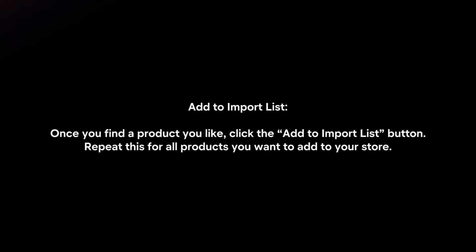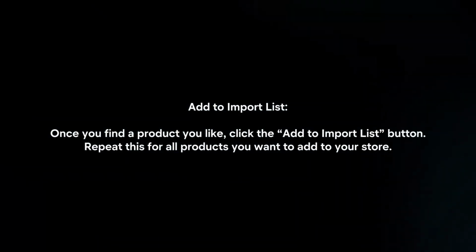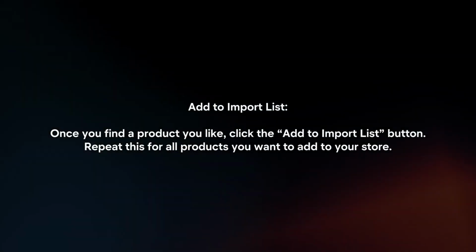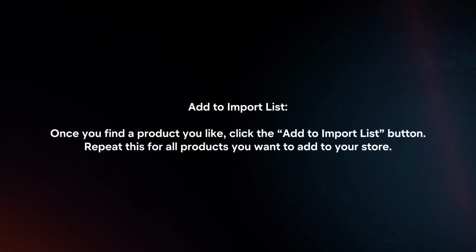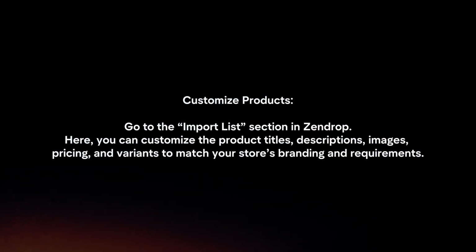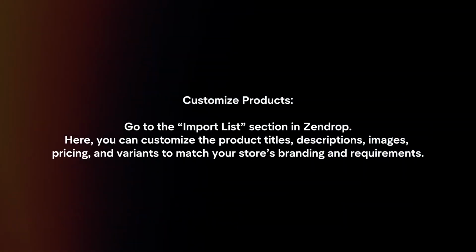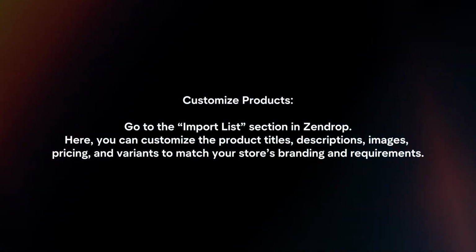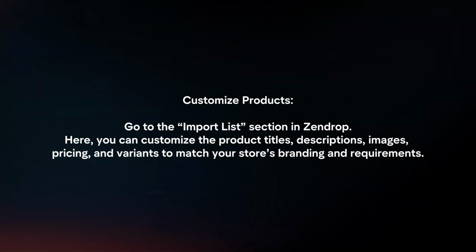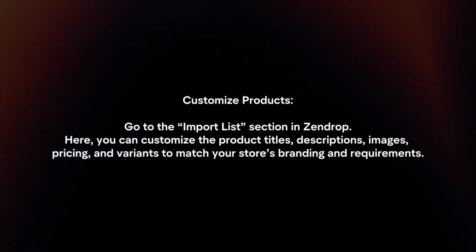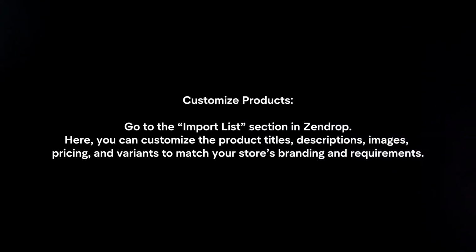Add to import list. Once you find the product you like, click the Add to Import List button. Repeat this for all products you want to add to your store. Customize products. Go to the Import List section in Zendrop. Here, you can customize the product titles, descriptions, images, pricing, and variants to match your store's branding and requirements.